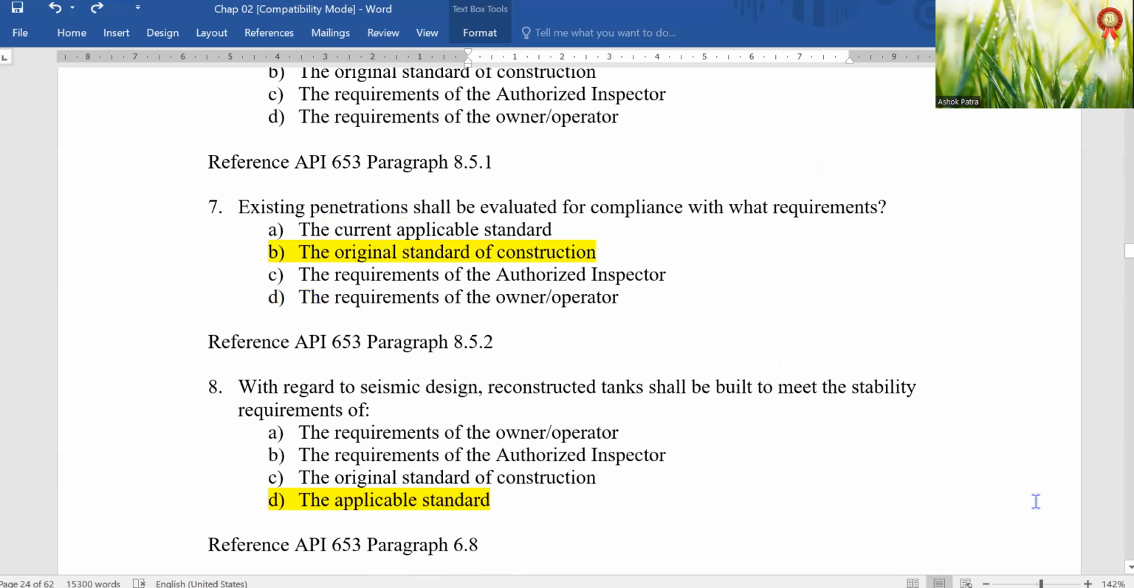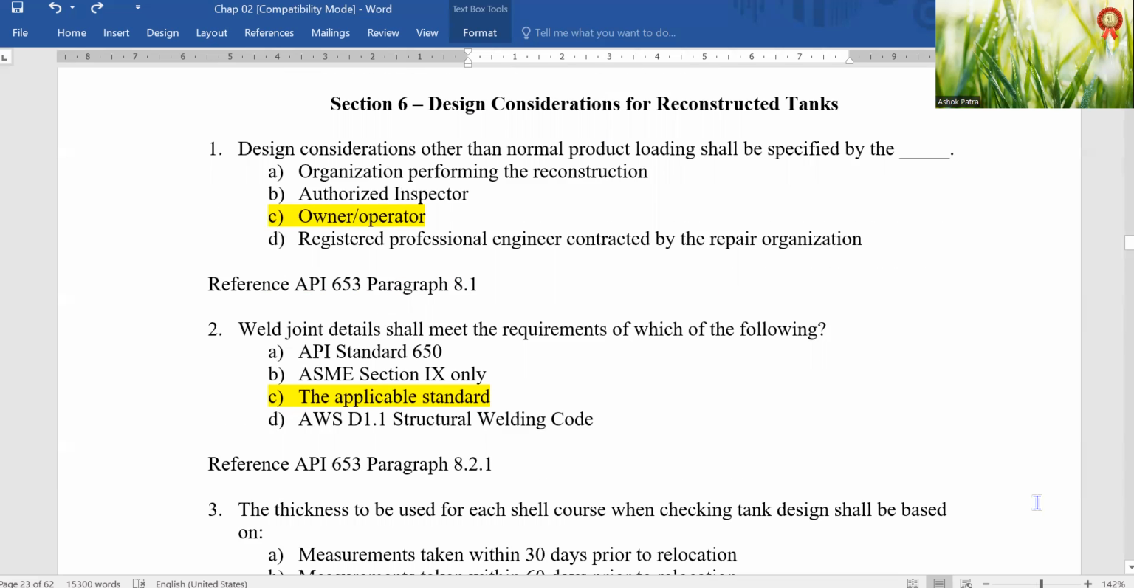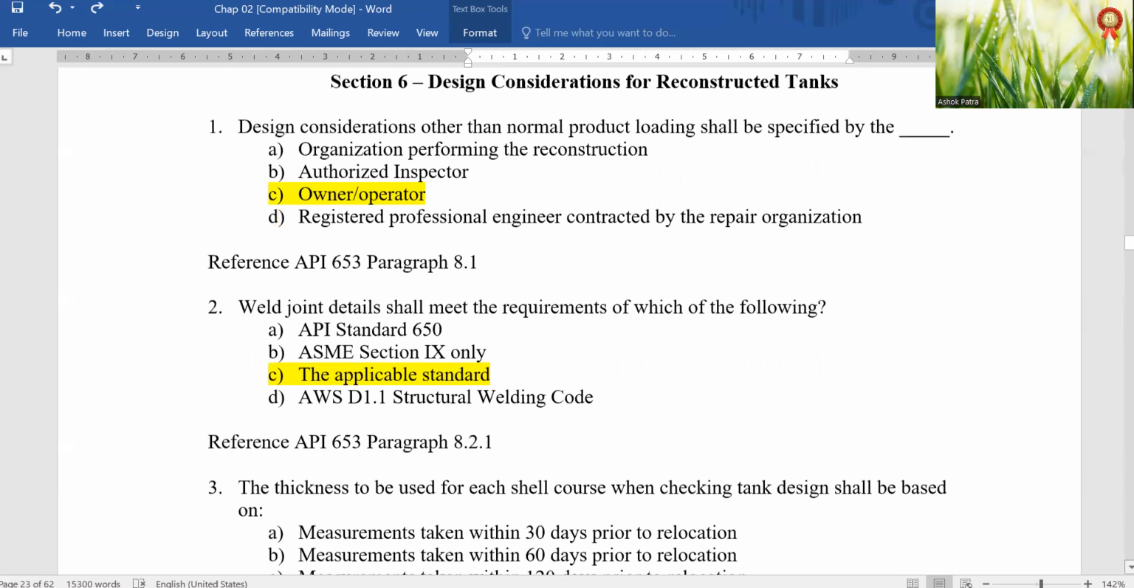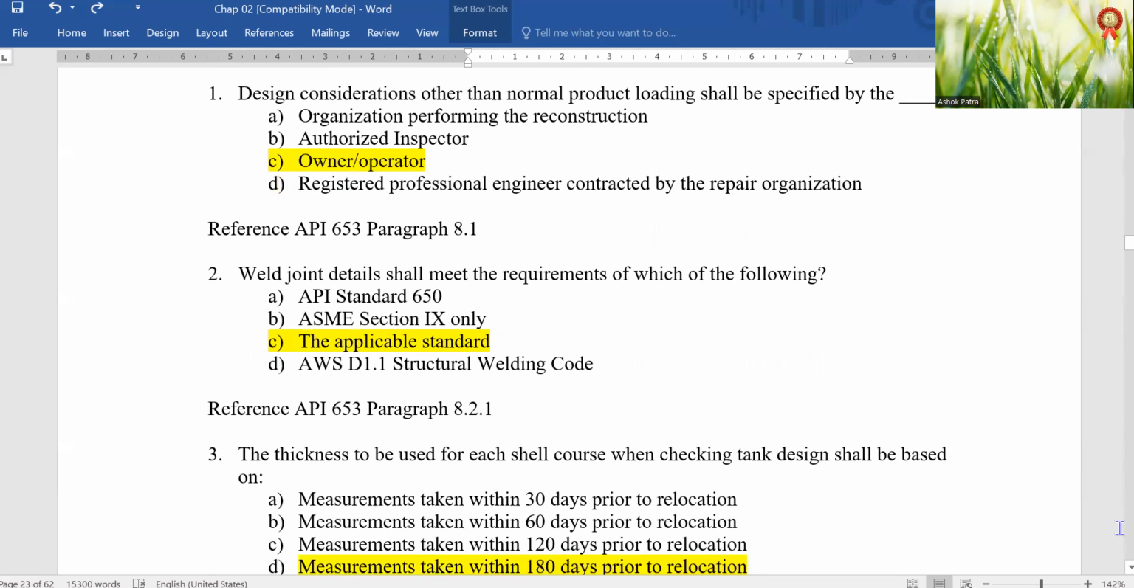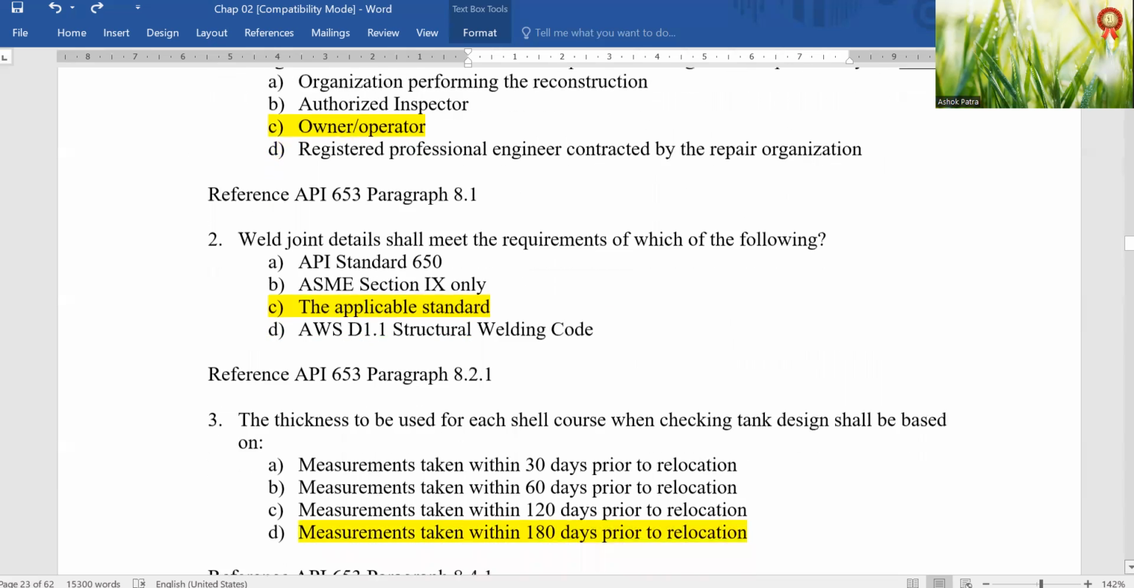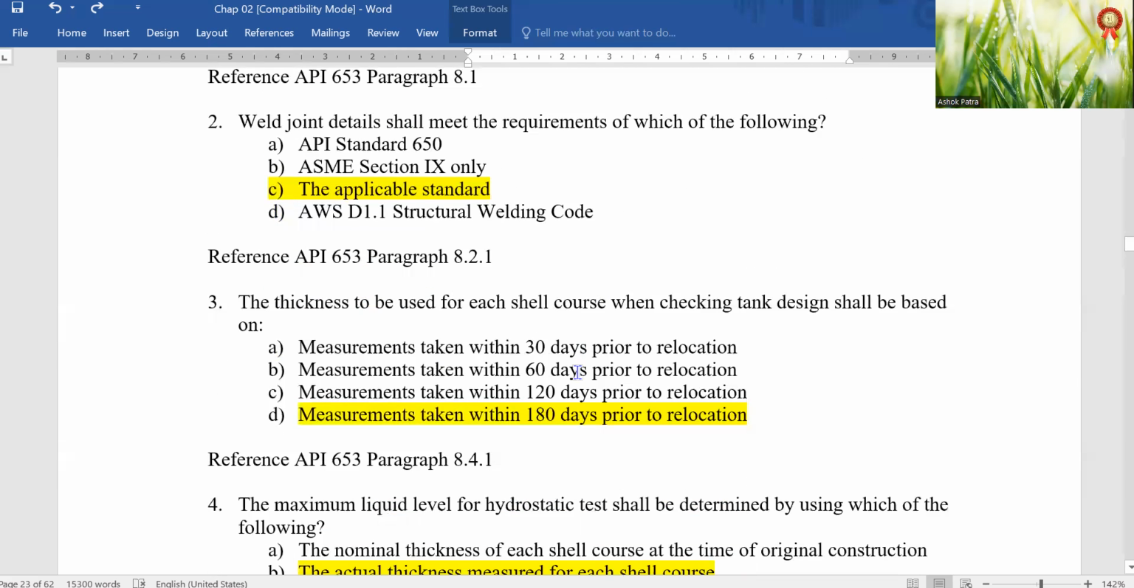Design consideration. So design considerations other than normal product loading shall be specified by the owner operator. Weld joint details shall meet the requirement of which of the following? The applicable standard. That is chapter 8. 8.2, all these things are written.